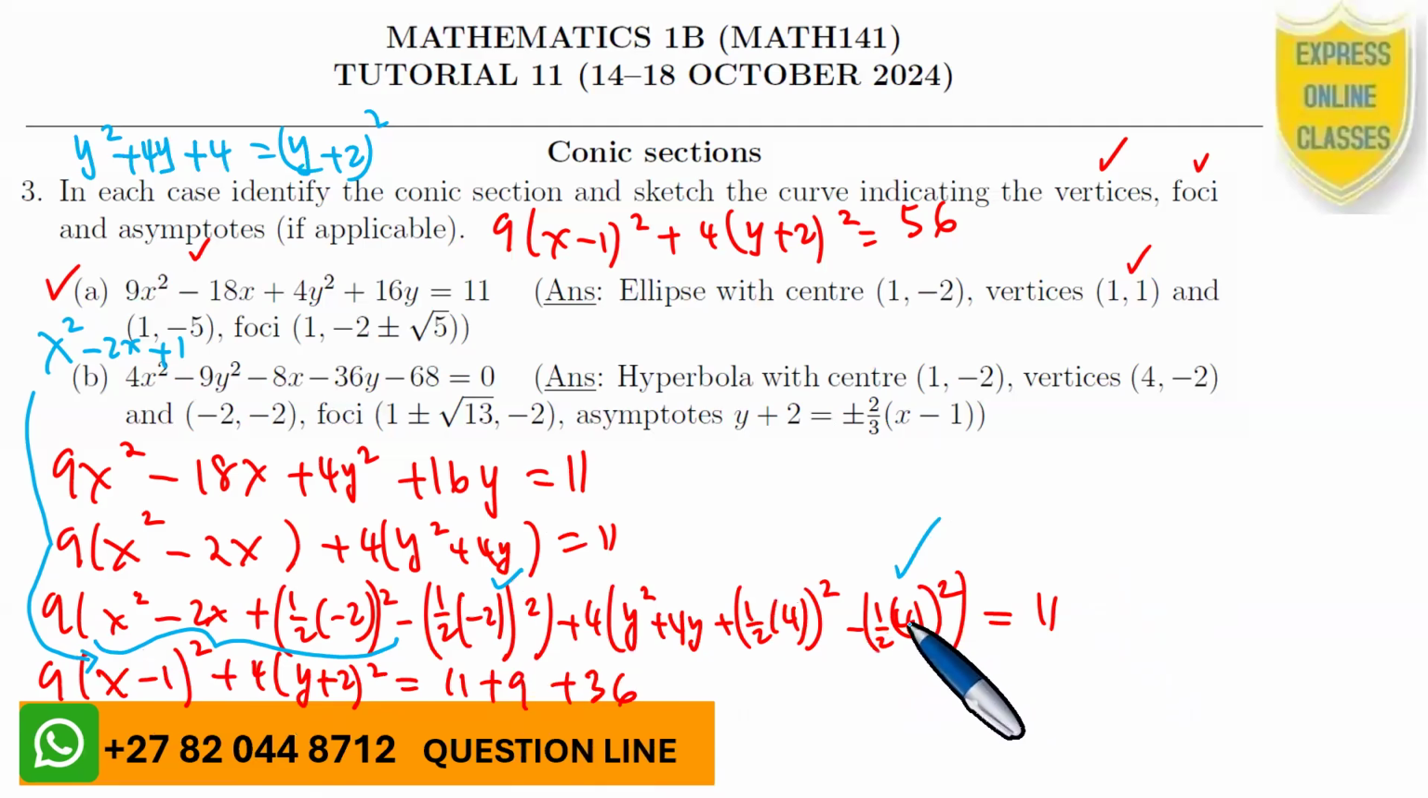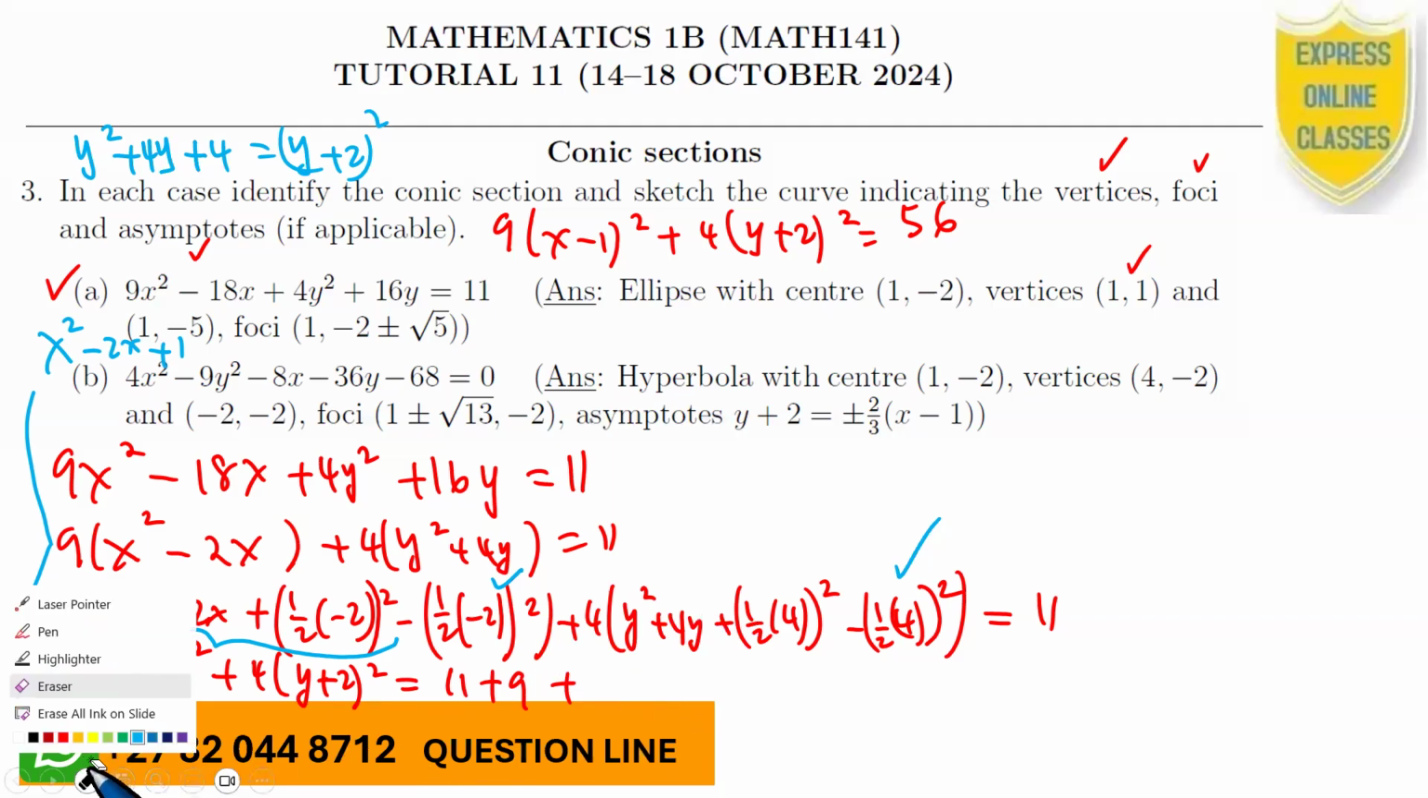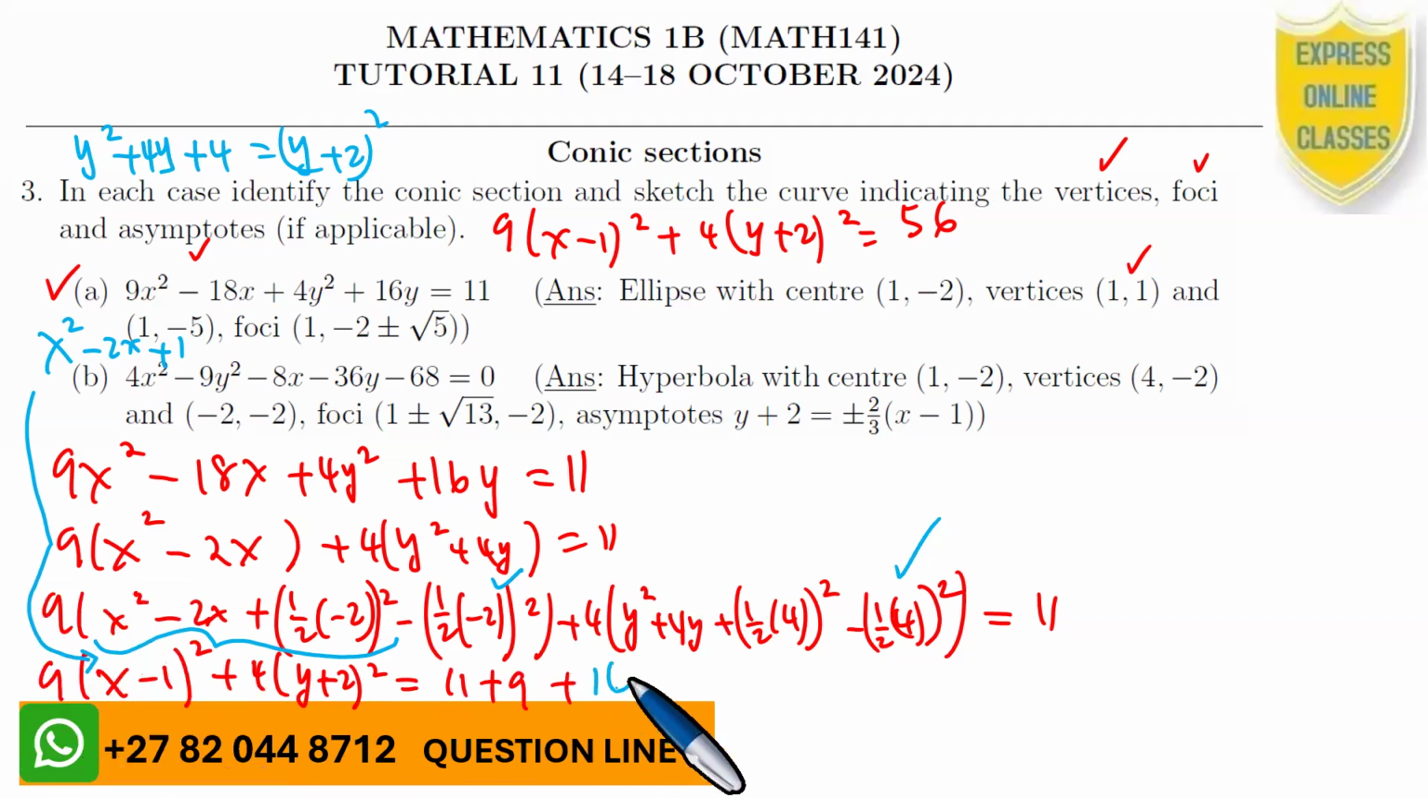Even here, you have half of 4, it's 2. 2 squared is exactly 4. So this one must be 4 by 4, which must be 16. I was checking. 4 by 4 is 16. And then if we add everything, it becomes 20, and then it becomes 36. Now this becomes very nice with the 36.